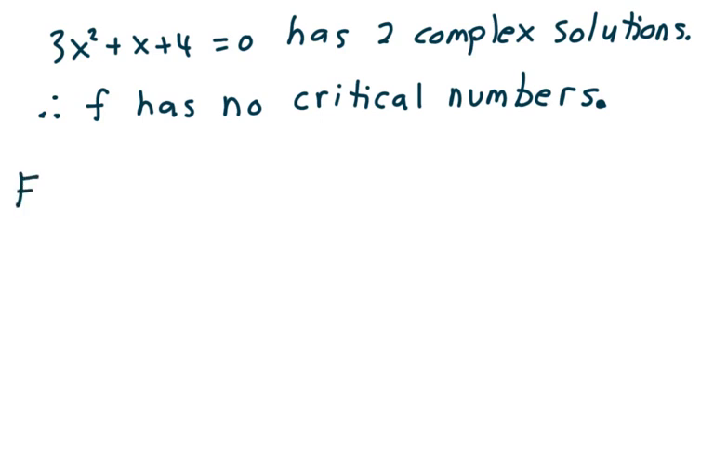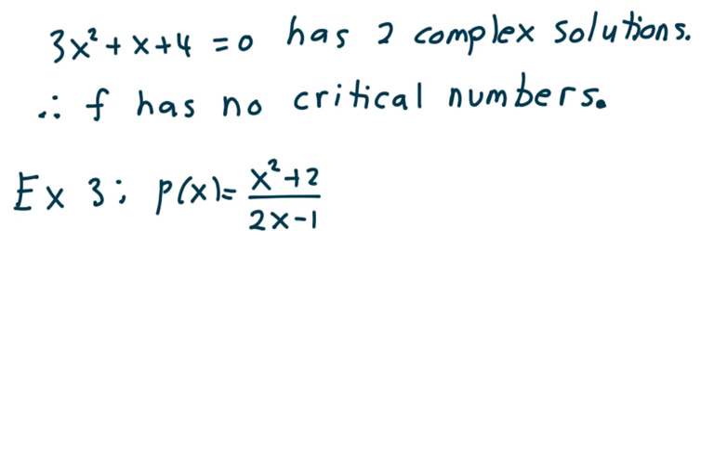So let's take a look at example 3. Suppose I give you p of x is equal to x squared plus 2 divided by 2x minus 1. So we're going to get a little more complicated. Now, in a situation like this, we want to apply the quotient rule.